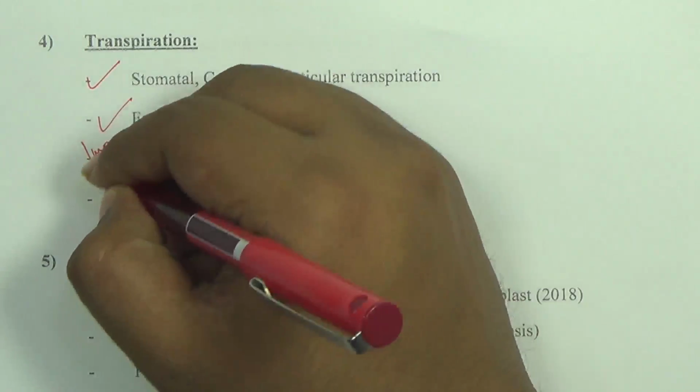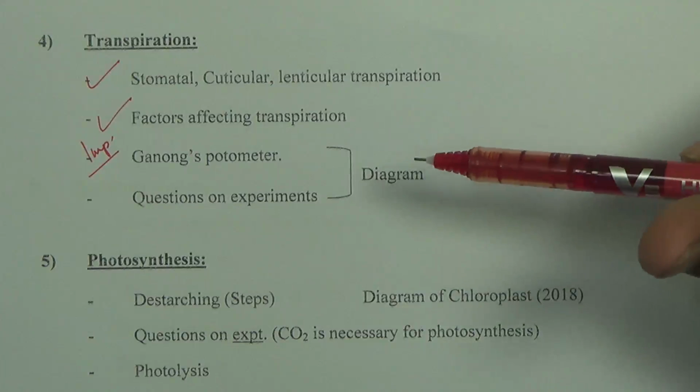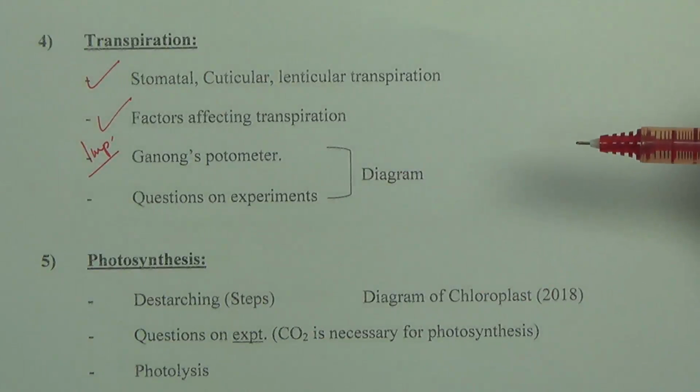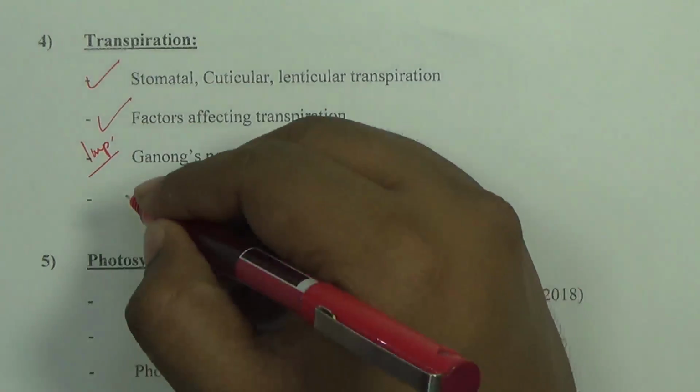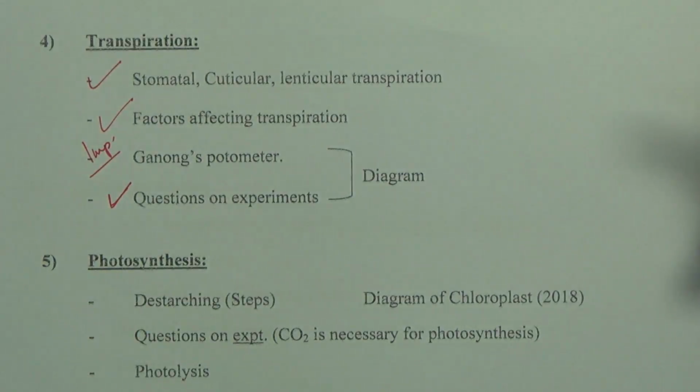Ganong's potometer is important, they might give you a diagram of Ganong's potometer, and then they might ask you a few questions on Ganong's potometer, right? How do you introduce the bubble, what is the function of the bubble in the Ganong's potometer? Give one limitation of the Ganong's potometer. This is also a very frequent question. Questions on the different experiments on transpiration, cobalt chloride test, etc. There are loads, right? So please look into it.